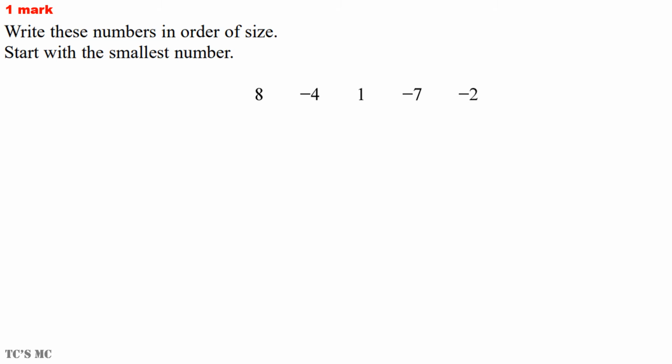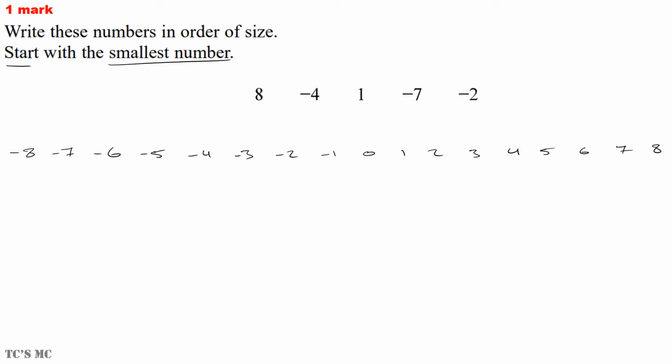Write these numbers in order of size. Start with the smallest number. I always think of a number line, so I'm going to start with -8 and just keep on going until you've got enough there to help you order. I don't need to go beyond 8.